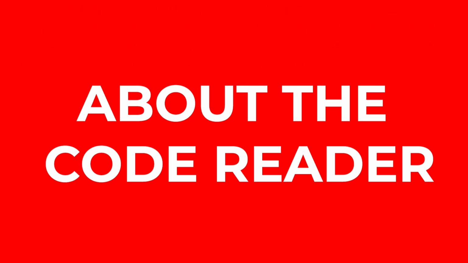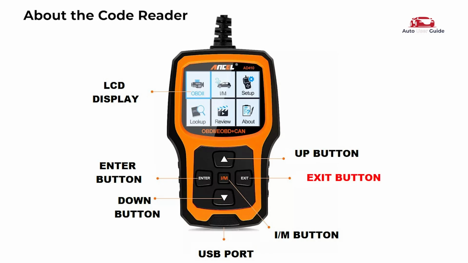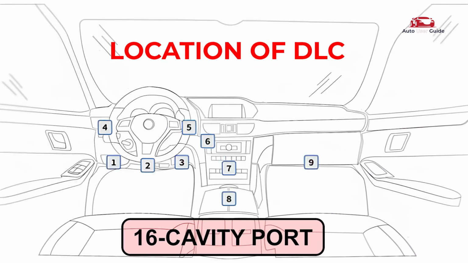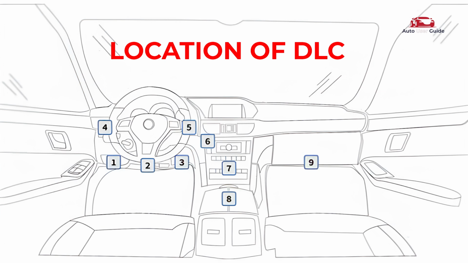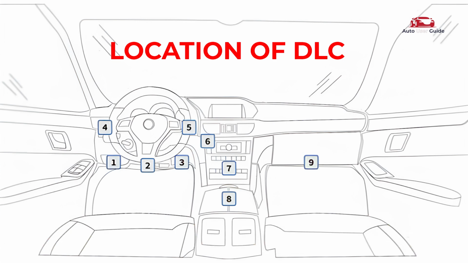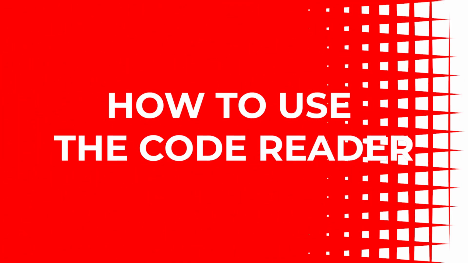About the code reader. Up button. Exit button. LCD display. Enter button. Down button. USB port. I/M button. Let's see where the data link connector is located. The data link connector is a 16-cavity port for connecting diagnostic tools to the vehicle's computer. Typically found within 12 inches of the dashboard center on the driver's side, some models may have it behind the ashtray or labeled elsewhere.